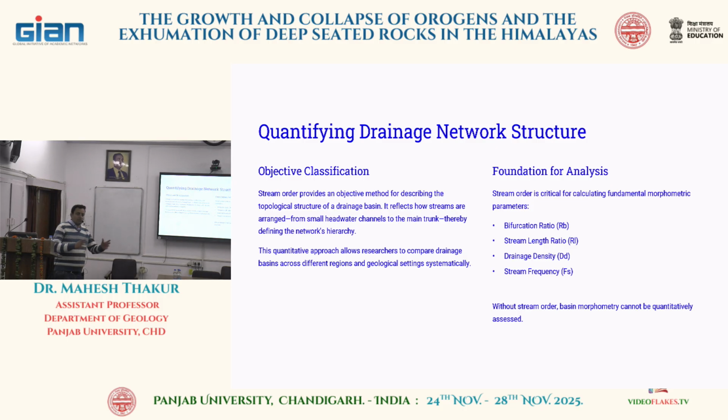Till now, I was just showing you that this looks anomalous. Now we are trying to put some numbers. So, the foundation for analysis: stream order is critical for calculating fundamental morphometric parameters. We are going to do bifurcation ratio, stream length ratio, drainage density, stream frequency. Without stream order, basin morphometry cannot be quantitatively assessed.